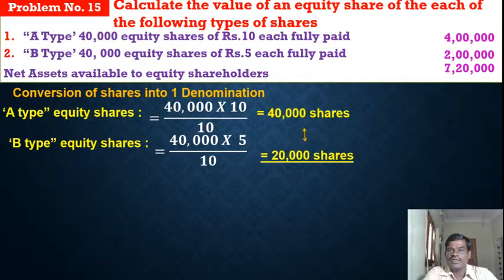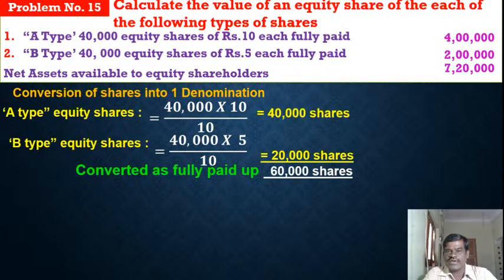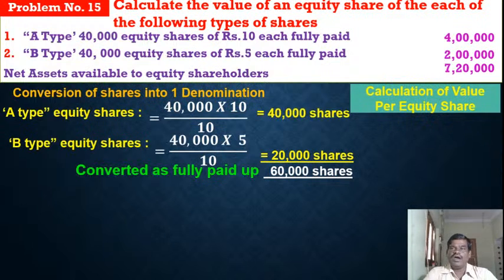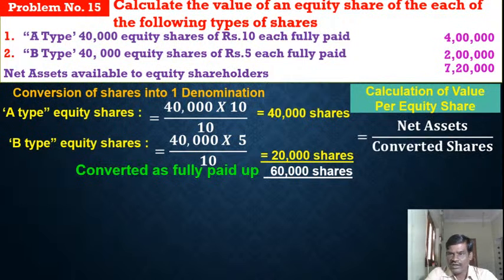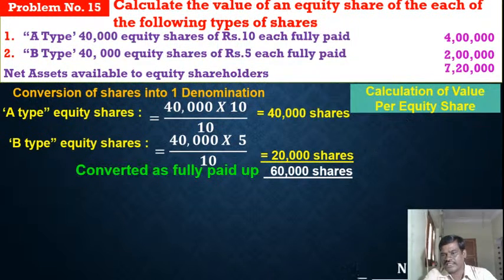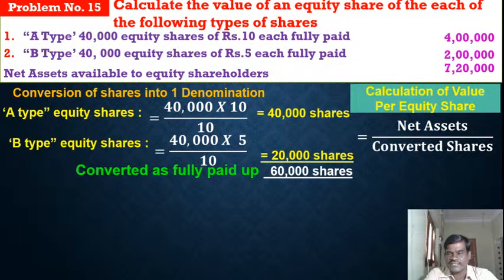Okay, that's why the total number of shares in this company: 40,000 shares plus 20,000 shares. What are the total number of shares? 60,000 shares, converted as fully paid. Now how to calculate value per equity share? What is the formula? Net assets divided by converted shares.